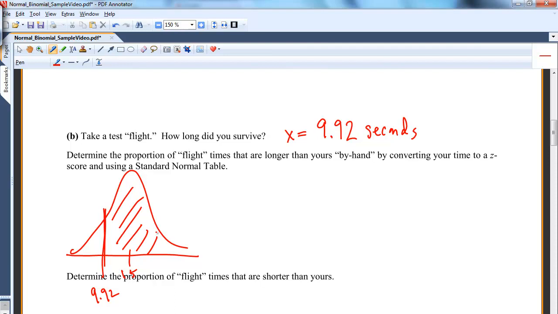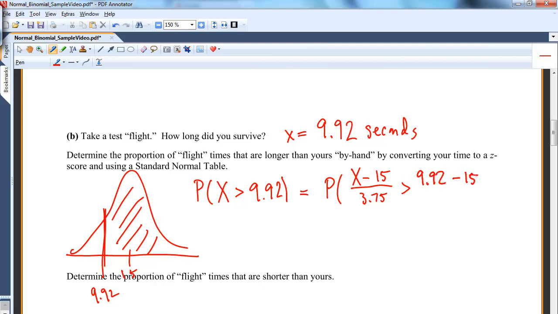And the way we're usually taught in class is just to find a z-score and then go to a standard normal table. So let's do that. I want to find the probability of the random variable x, which is flight time, being bigger than 9.92 seconds. So I'm going to take my random variable x and standardize it, switching it to a z-score. I'm going to subtract off the mean, which is 15, and divide by the standard deviation, 3.75. So this is the probability of z being bigger than (9.92 minus 15) divided by 3.75.